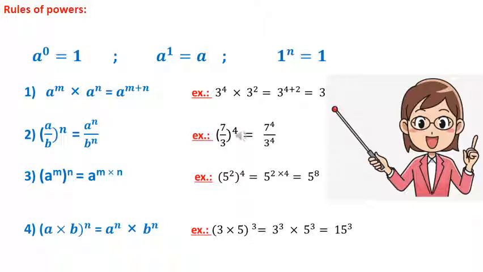Now, if you have parentheses, or (a^m) to the power of n, then you have to multiply the exponents. For example, (5 squared) to the power 4 is 5 to the power 2 times 4, which is 5 to the power of 8.